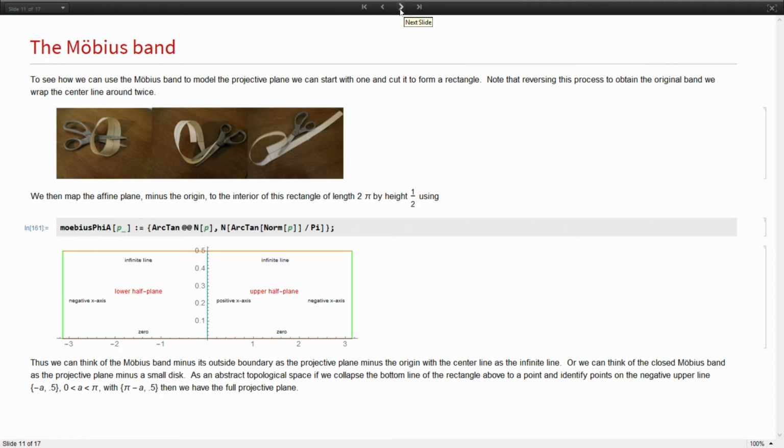Okay, the nicest model is what I call the Möbius band model. Again, this is a fairly standard model.